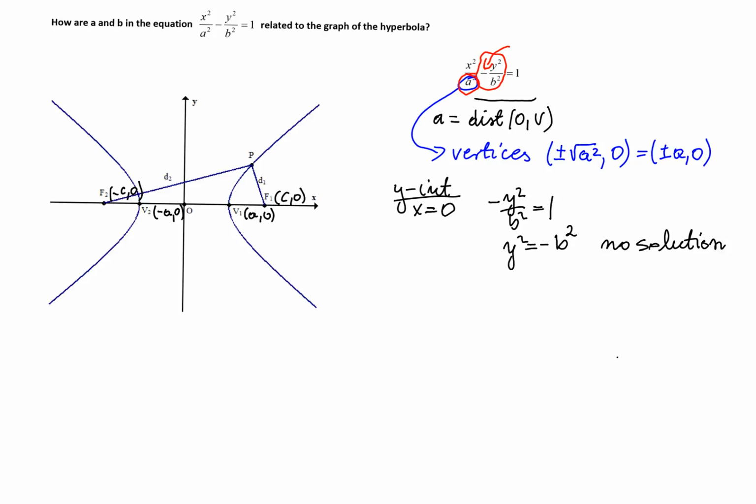As it happens, a hyperbola has asymptotes, and the slopes of those asymptotes are determined by values of a and b that appear in the equation. The asymptotes of a hyperbola are discussed in the next video.